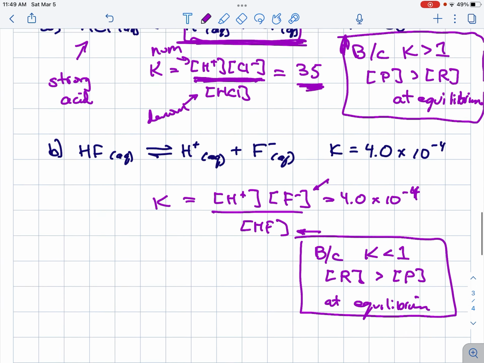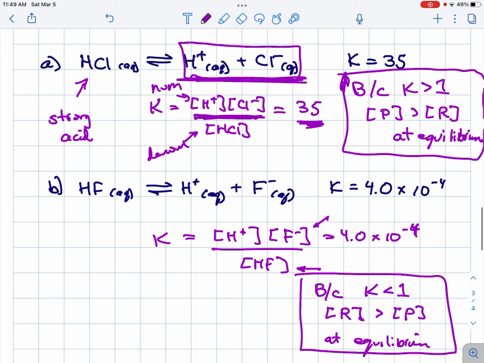Okay, those are the main concepts for equilibrium constants and the equilibrium expression. We'll be using these a lot moving forward, and you'll get lots of practice at this.